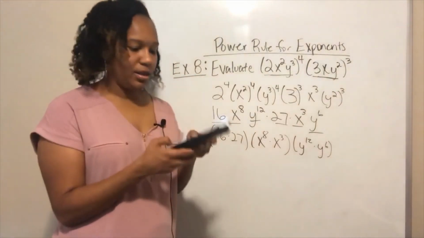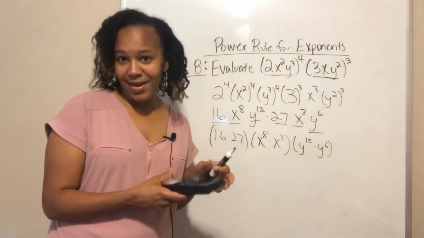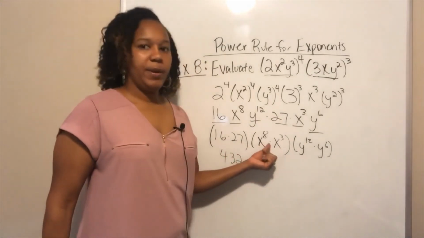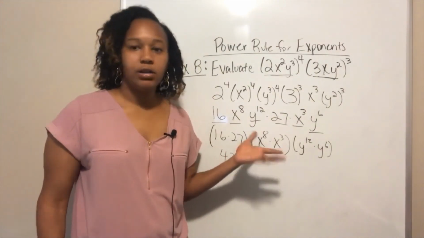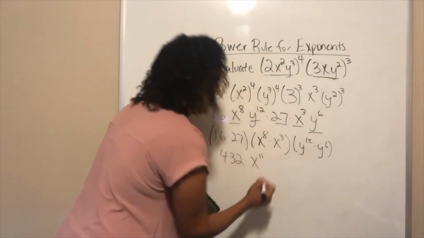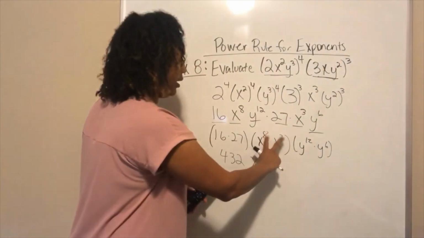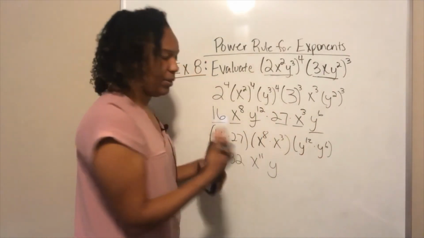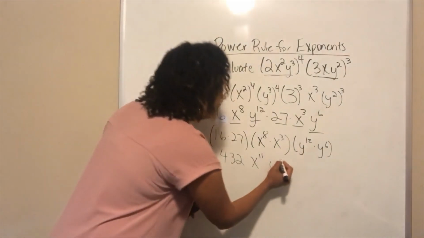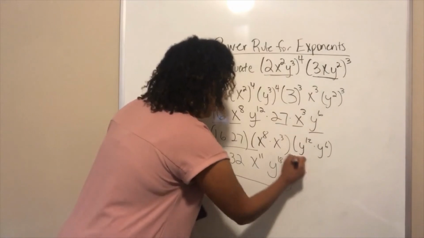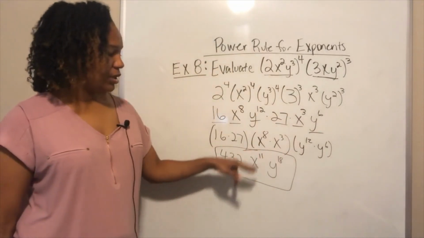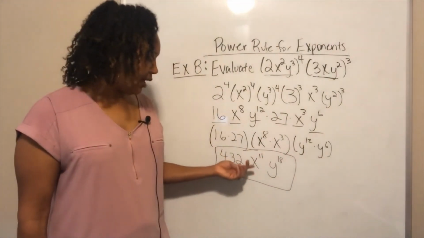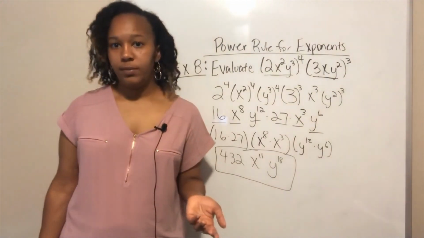16 times 27, I have to get my calculator because I don't know what that is off the top of my head. That's 432. So now we have two things that are being multiplied that have the same base. So you can combine those by adding the exponents. So that'll become x to the 11th power because we added those two exponents. And the same thing here. You have two things that have the same base that are being multiplied. This is the product rule. Then you will add the exponents. So your final answer will be 432 x to the 11 y to the 18th. You know you can't go anymore because you don't have anything that's alike. Everything is different. So you know you're done.